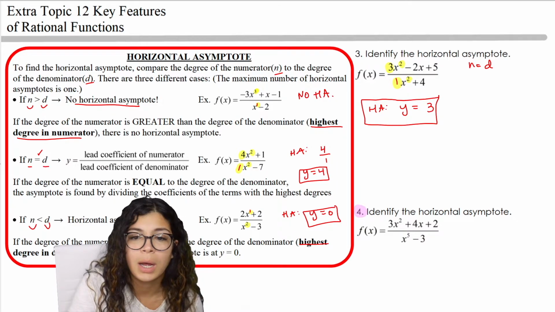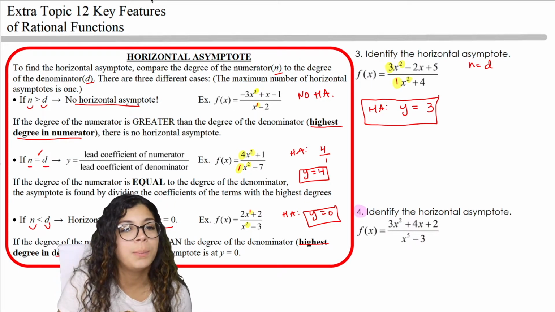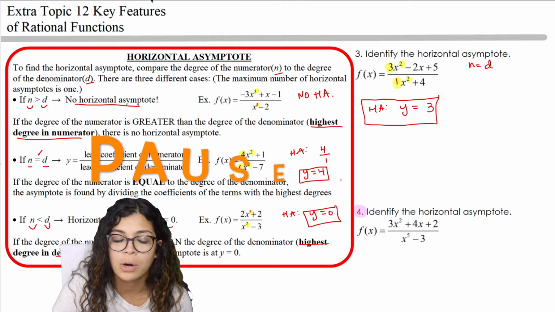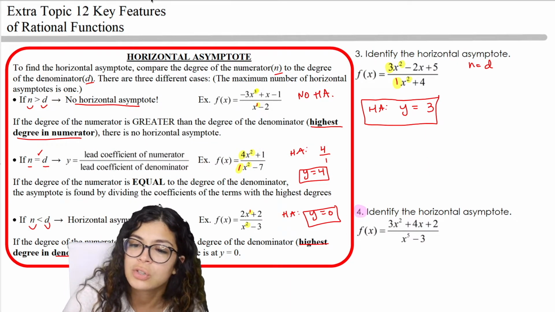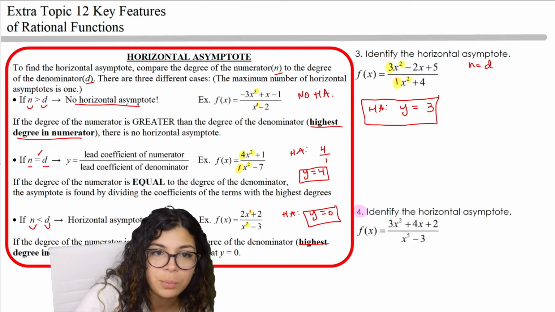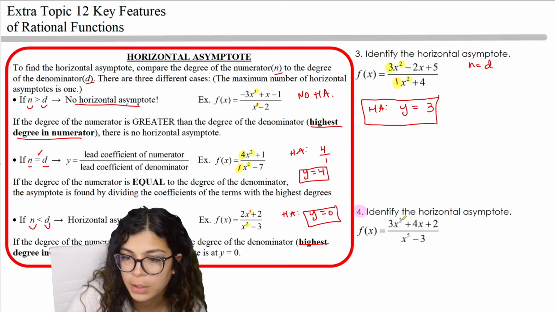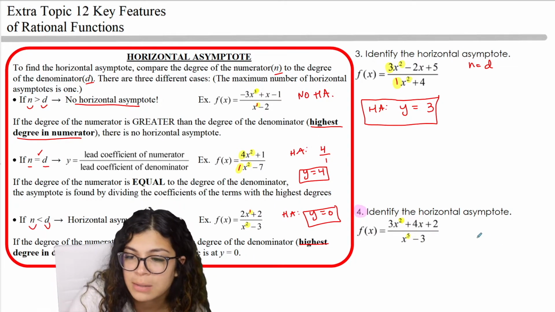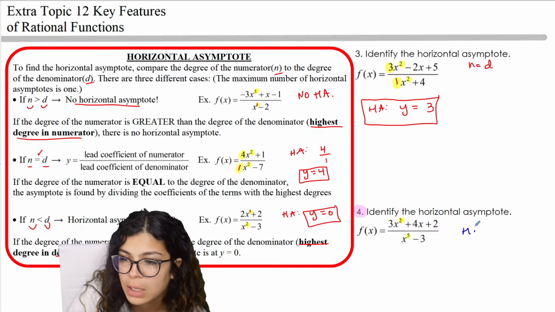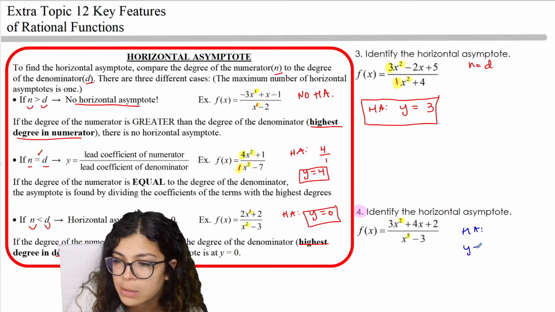Let's do one more. I'm going to let you pause and try number 4 on your own. Okay, so looking at the degree of the numerator, we have 2, and the degree of the denominator is 5. So the bigger degree is in the denominator, which means that the horizontal asymptote is the line y equals 0.